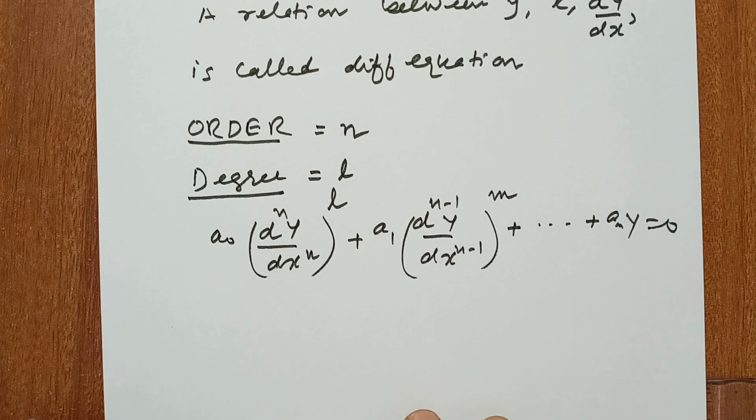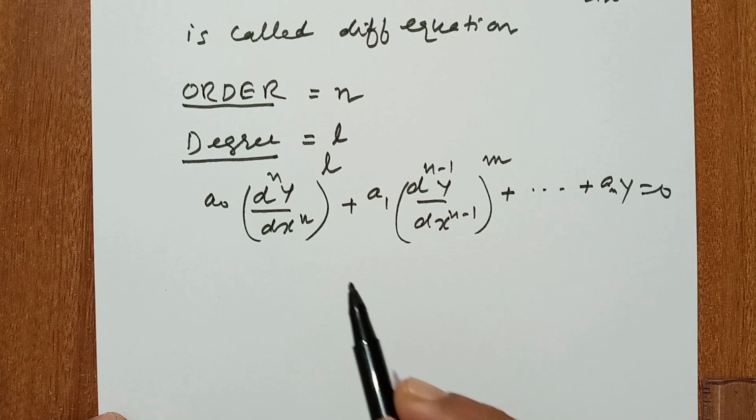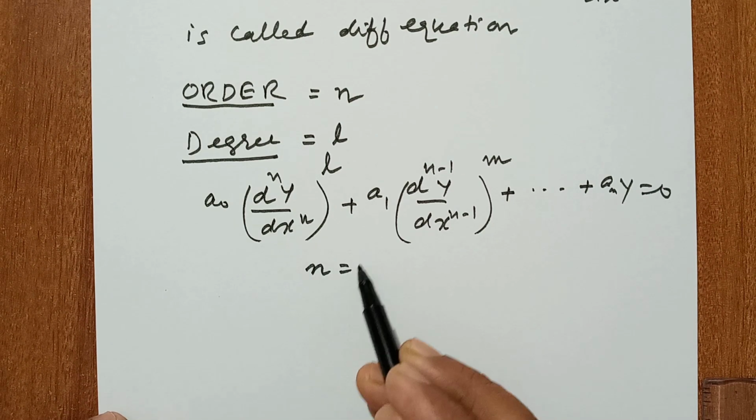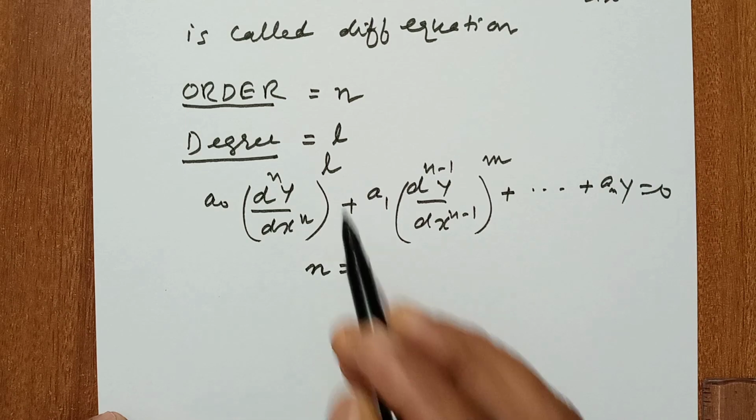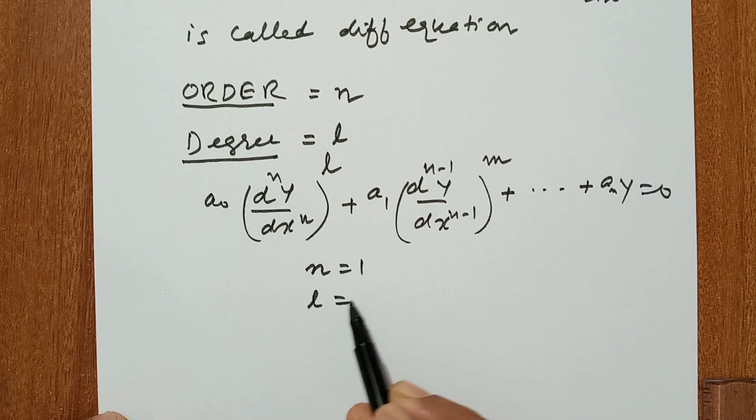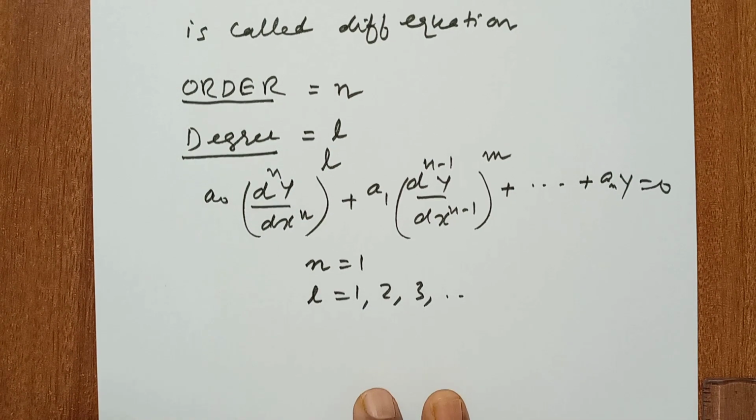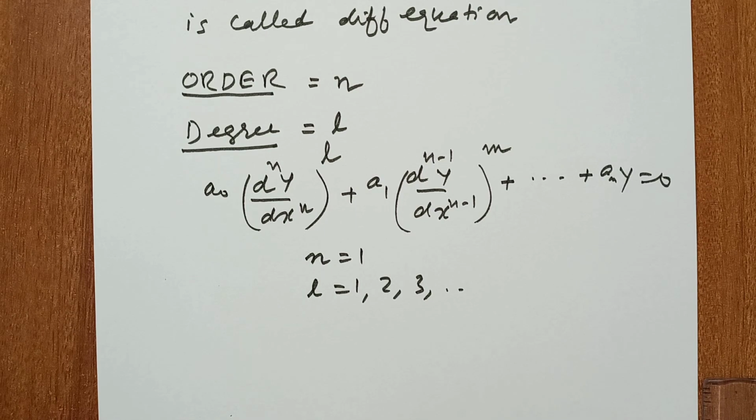In this chapter, we will study differential equations of first order, meaning n is equal to 1, and higher degree, meaning l is equal to 1, 2, 3 and so on, l greater than 1. So this is differential equations of first order and higher degree.